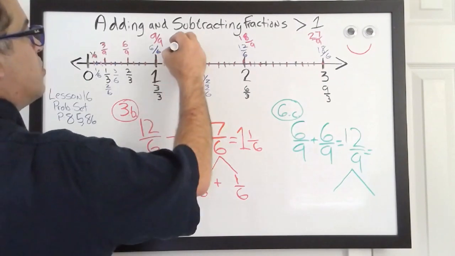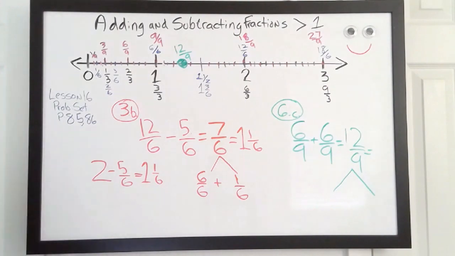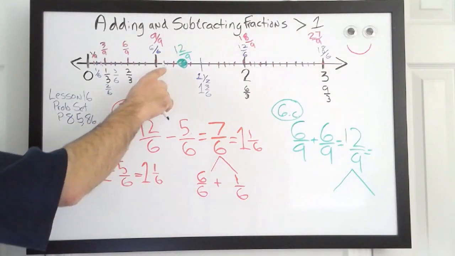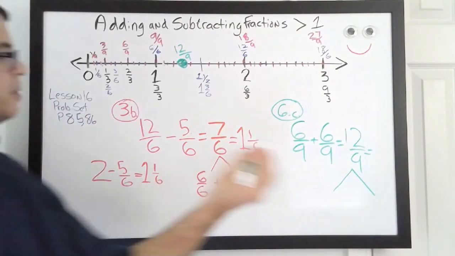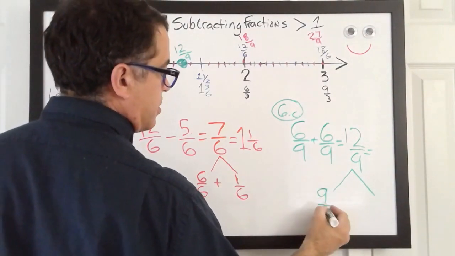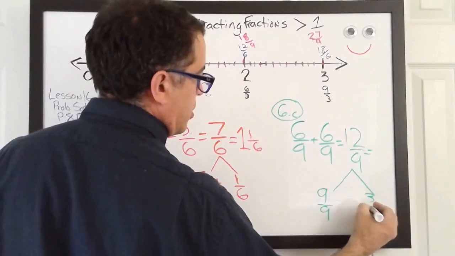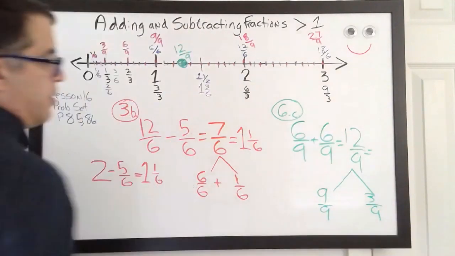This would be 12 ninths. Okay, looking at the number line, it's telling me I have one whole number plus 1, 2, 3 more. But let's go over here and simplify it. Let's say we have 9 ninths. How many more do I need to get to 12? I need 3 more. Alright, we can look at it that way too.